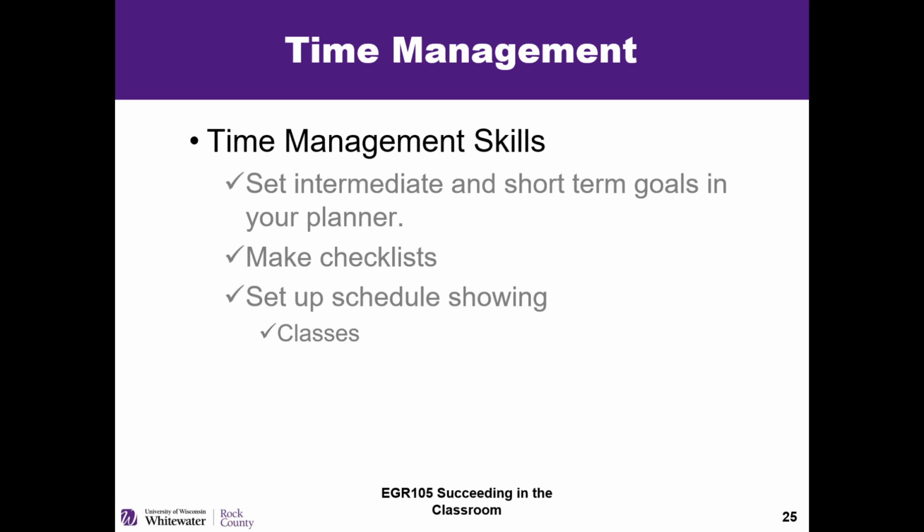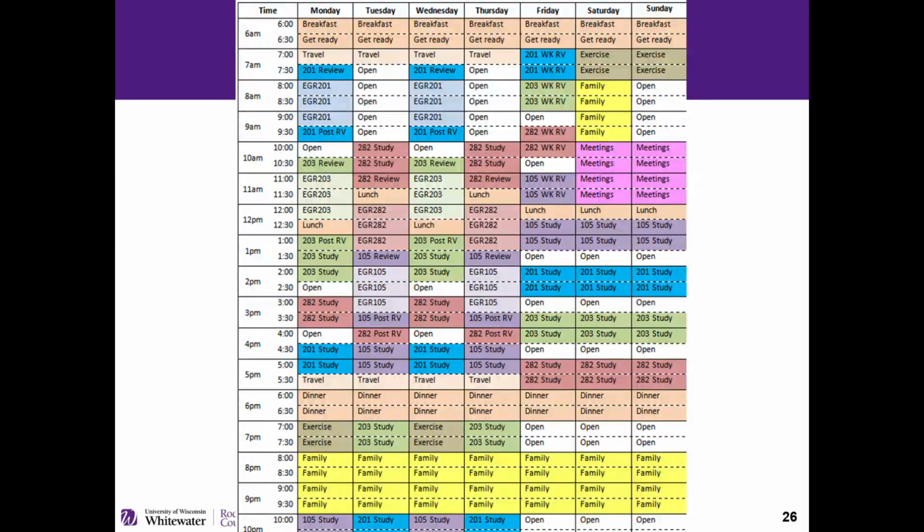It should show your classes, the times that you want to study, and then your work time, if you're working, and any free time that you might have. Right? So that's what your schedule should show. Your day-to-day, like a week at a glance, will have things that you want to accomplish. That's where your checklists are. But you should put out a schedule that shows what your day-to-day activities are, and those should include these types of things.